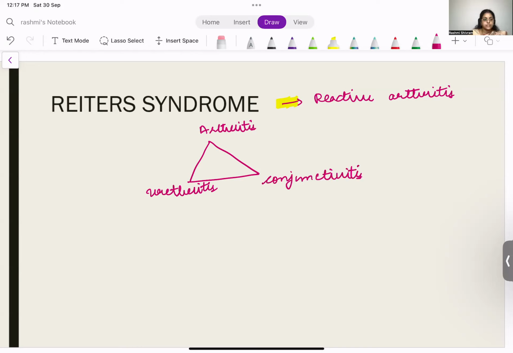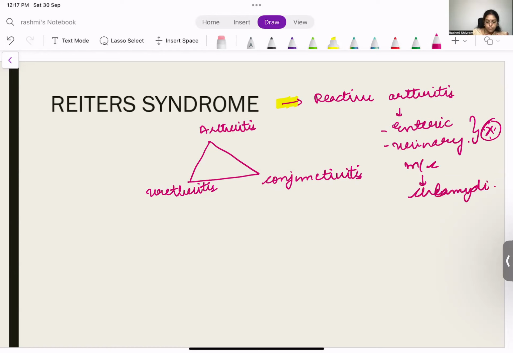Arthritis, urethritis, and conjunctivitis. Okay. So which infection is most common? Enteric or urinary infections are most common, right? Among these, the most common organism is chlamydia.